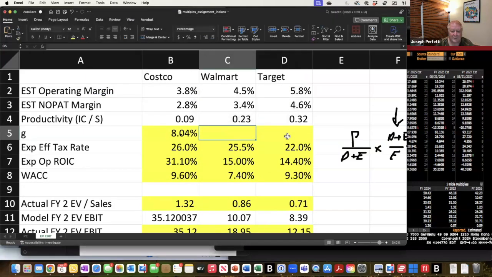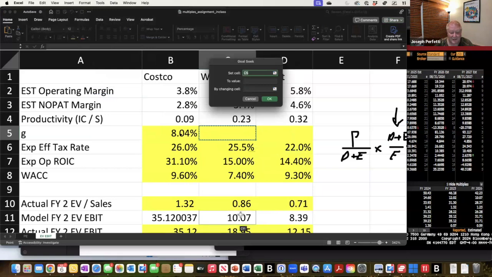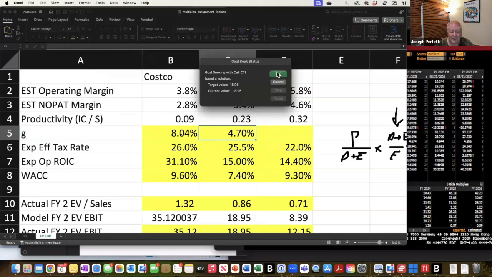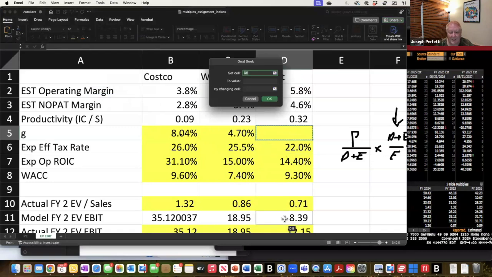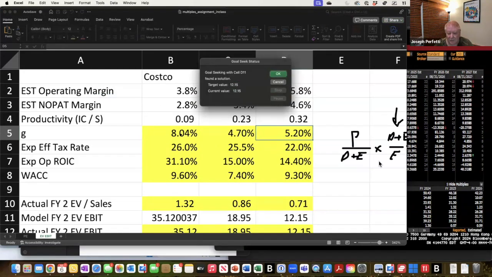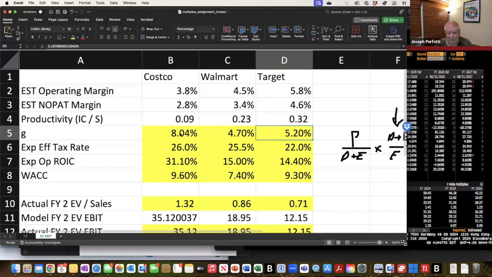And for Target, just hit the delete button, tools, goal seek a second time, set cell to 18.95 by solving for G. And goal seek one last time, set that to 12.15 by solving for G. All right, those are the 3 G's for the EV to EBIT multiple.